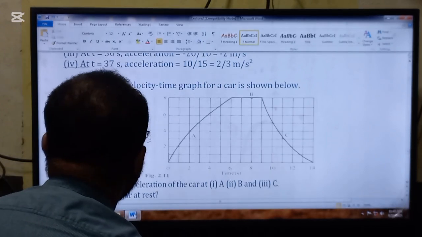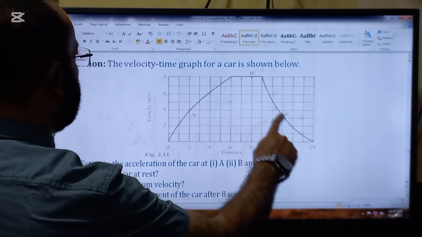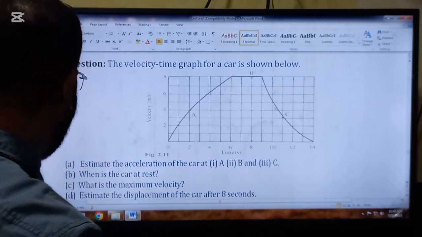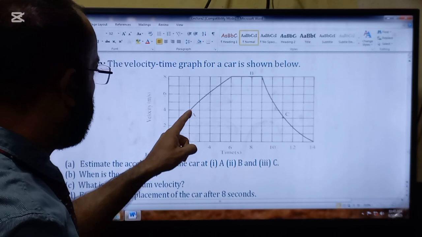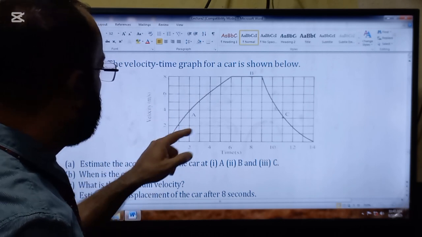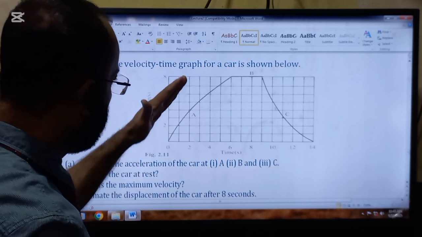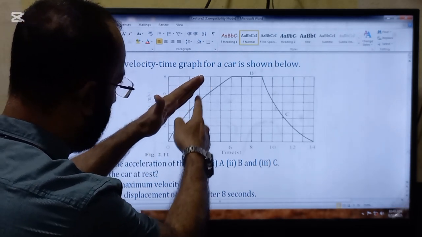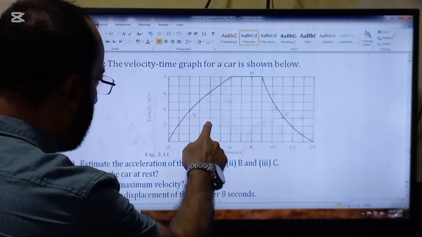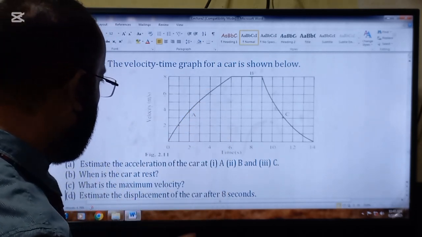The next question is: the velocity time graph for a car is shown below. So this is a velocity time graph for a car. The requirement is to estimate the acceleration of the car at A. This is a curve, so we will find the gradient at this point. We will draw a line that touches only point A with the help of a scale. From there we will draw a triangle. So rise over fall will give us the answer.